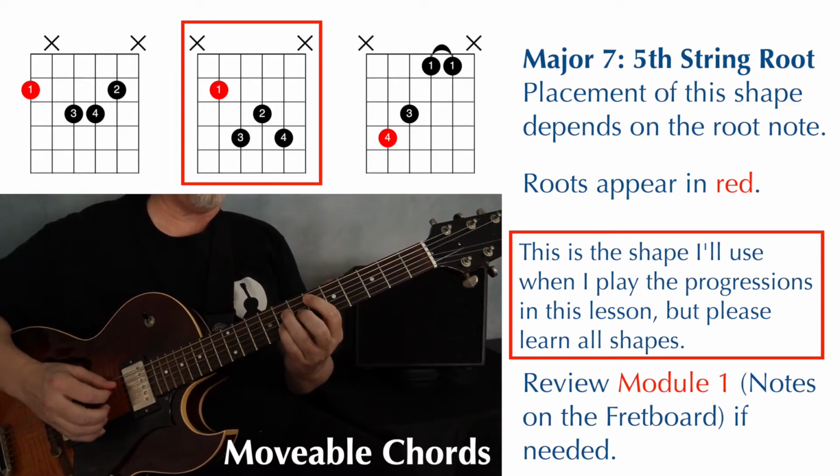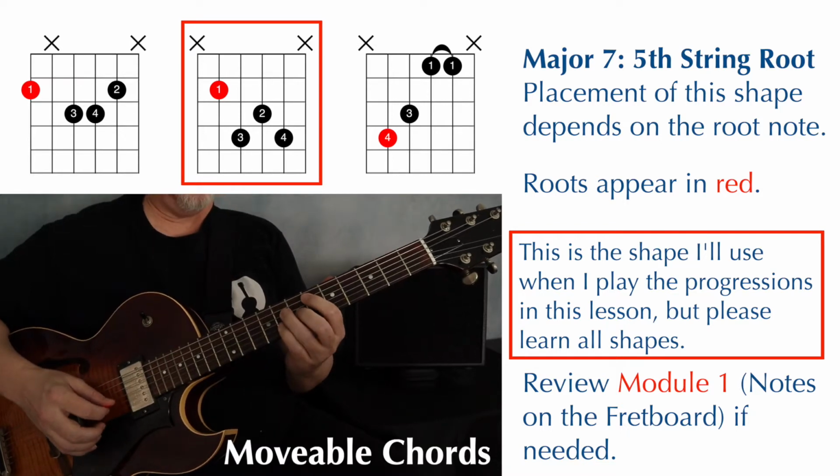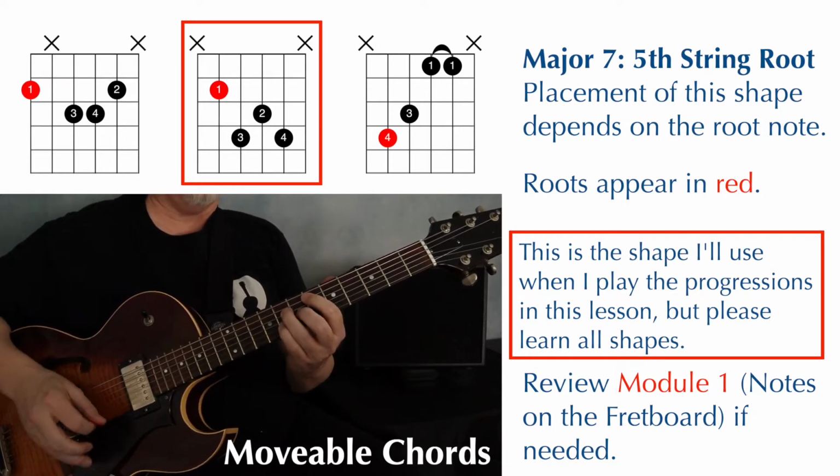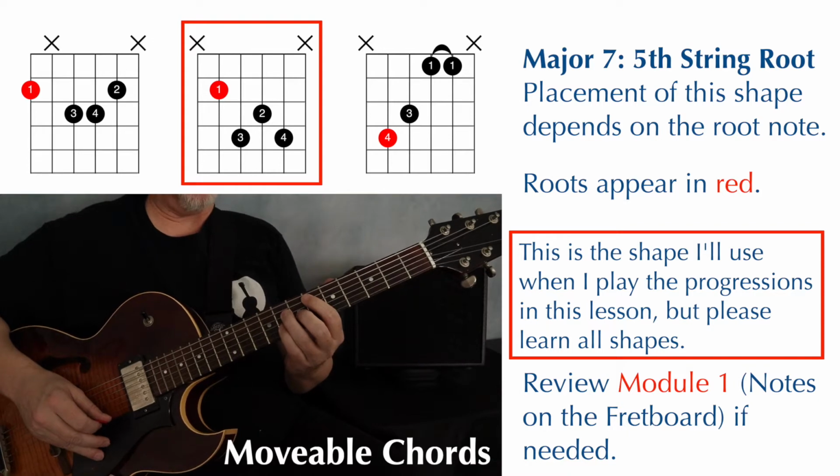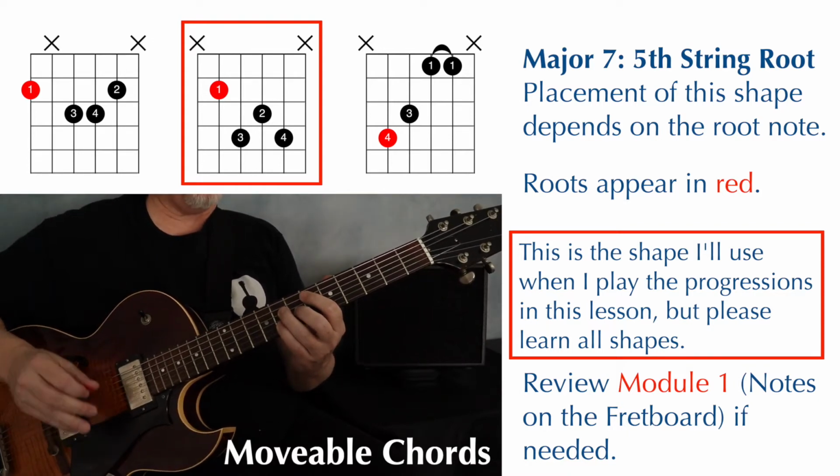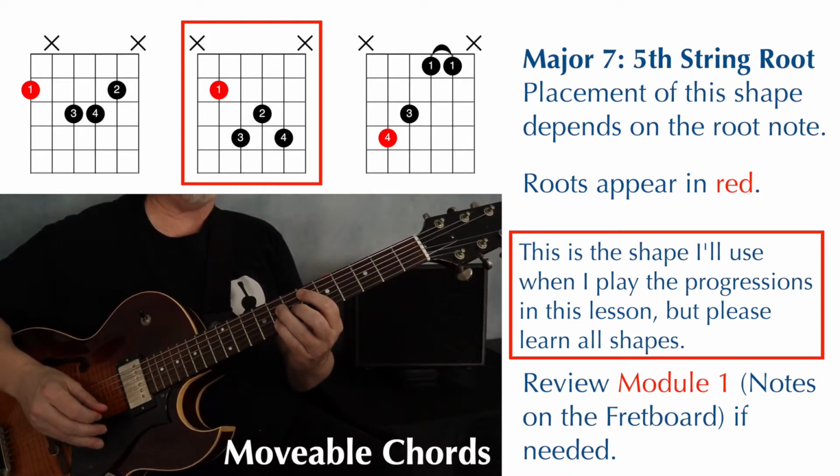And here's a major 7 shape you can play with the root on the 5th string. Fingers 1, 3, 2, and 4. That's an E flat major 7 that I'm playing because I'm placing the root of this shape on the E flat on string 5, fret 6.